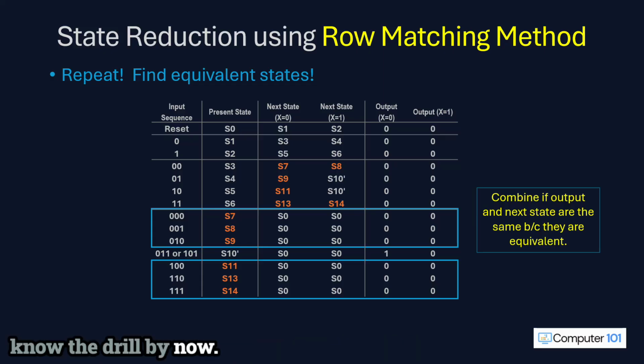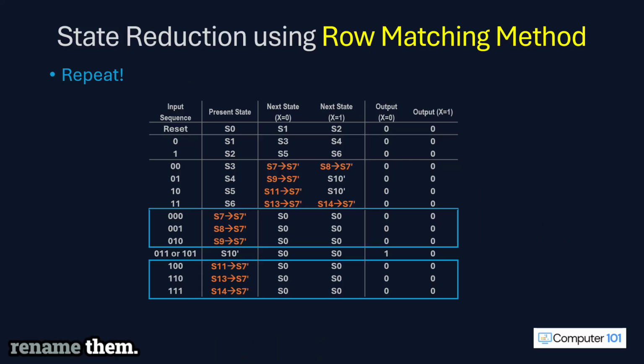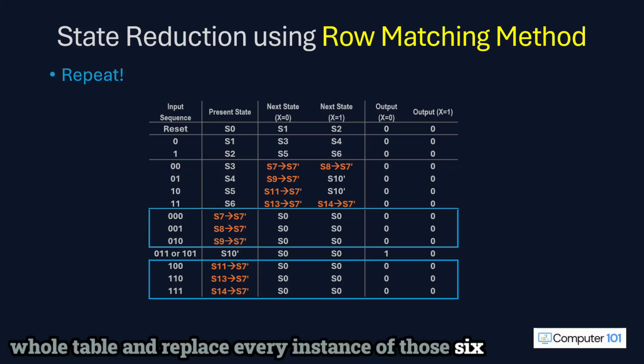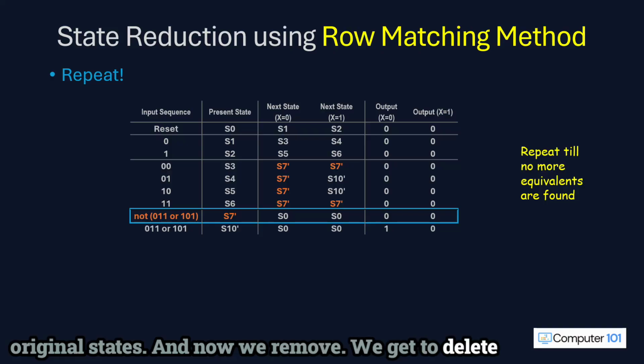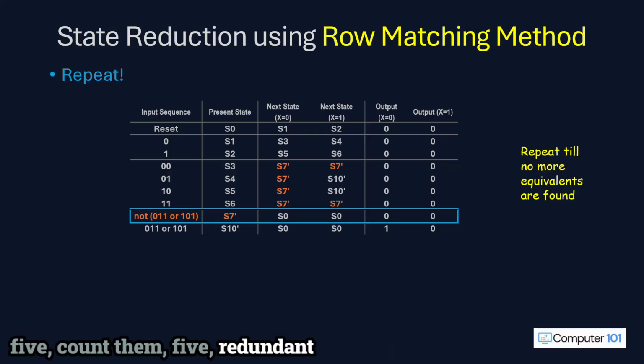You know the drill by now. We follow our process and rename them. We'll just pick S7 as the new representative and call the combined state S7 prime. And once again, we have to carefully go through the whole table and replace every instance of those 6 original states. And now we remove. We get to delete 5, count them, 5 redundant rows. And look at that. With that one move, our table is so much smaller and easier to read.